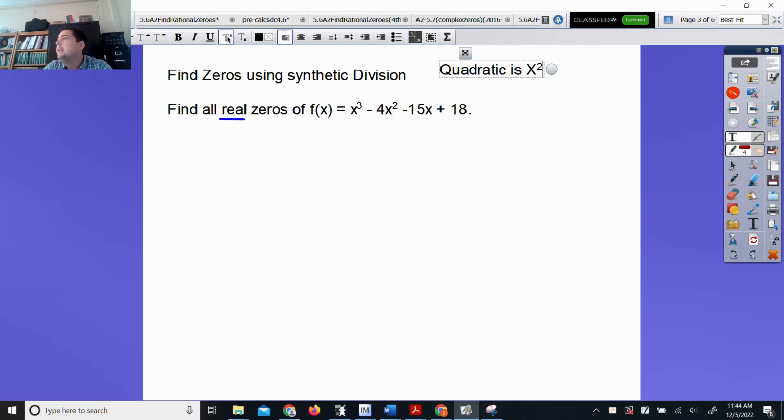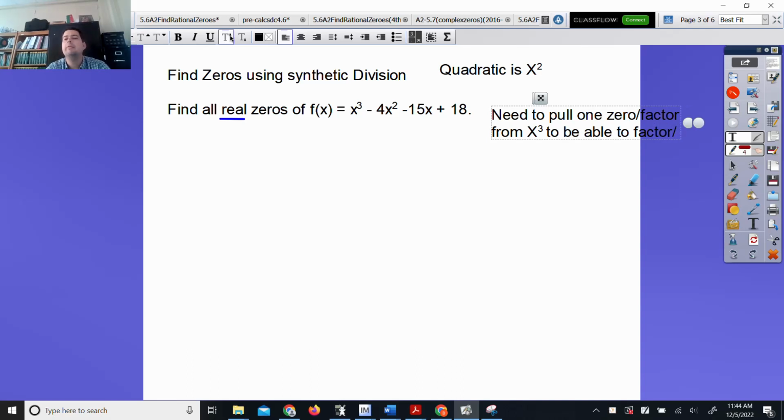How many zeros do I need to pull from x cubed to become x to the second? 1. So I need to pull 1. I need to pull 1 zero or factor, however you want to think about it, from x to the third to be able to factor or use the quadratic formula.